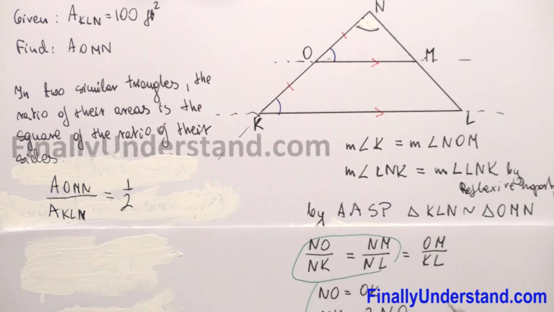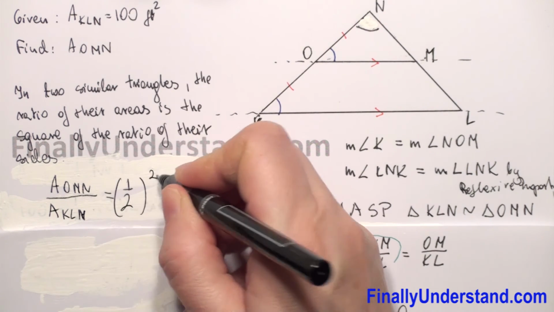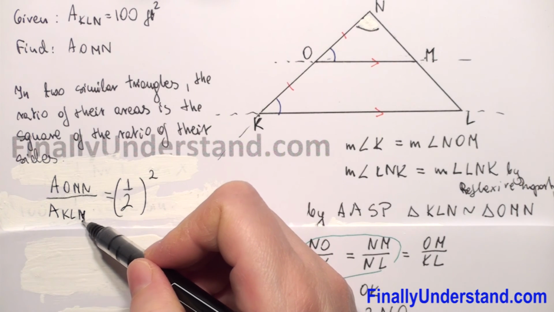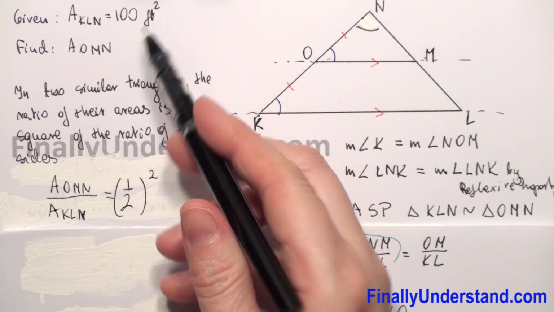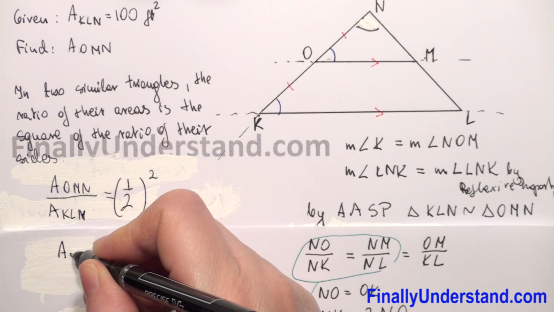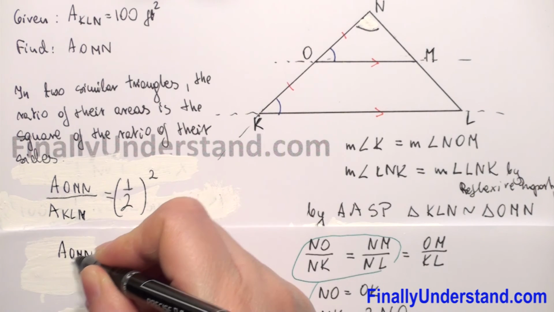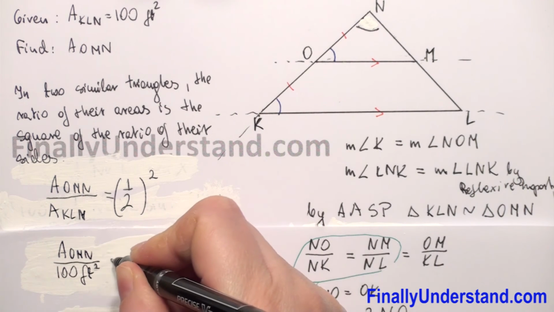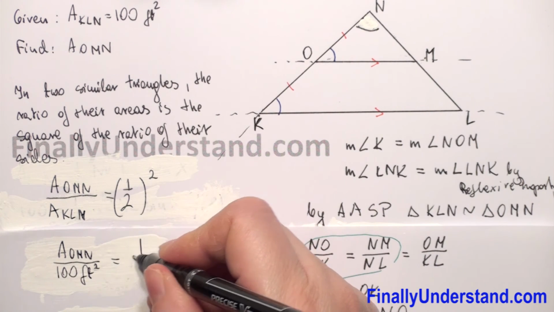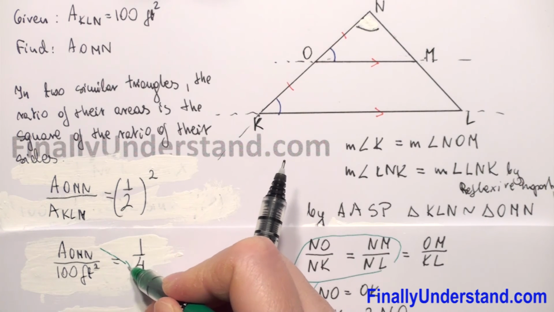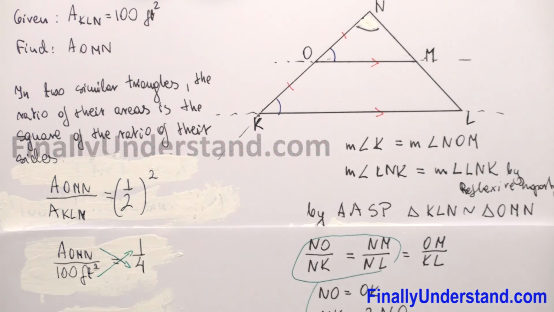So we have the ratio of sides is 1/2. We have to take it to the second power. What else? We have the area of triangle KLN is 100 square feet, so we will substitute in the denominator. The numerator we will copy: area of triangle OMN to 100 square feet is equal to 1/2 to the second power, which is 1/4. Now, to get rid of this proportion, we will multiply numerator times denominator and denominator times numerator.